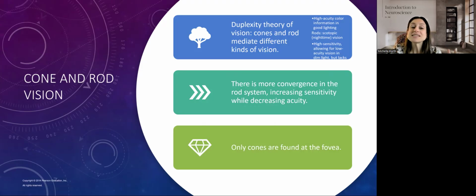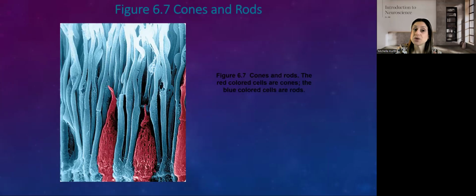So once we have this information and it leaves the retina, where does it go? We're going to follow the pathway into the brain. But first I do want to quickly show you a figure of the rods and cones. You can see the rods are in blue. They look a little bit more straight, and the cones look a little bit cone shaped, and those are pictured in red here.